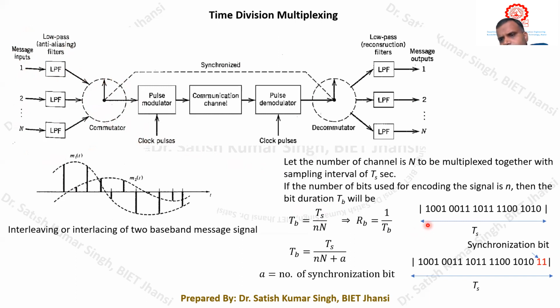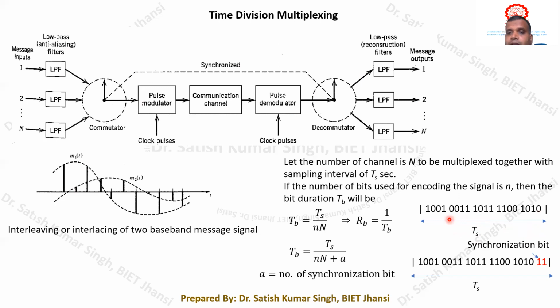So within this TS duration, which we can call one frame, how many bits are we transmitting? We are transmitting a total of 20 bits. We can see that 1001 corresponds to message signal 1, 0011 corresponds to message signal 2, and this is for 3, this is for 4, and this is for 5. So a total of 5 samples are encoded, and these many bits we are going to transmit within TS seconds. As we know that within this TS second these many bits are transmitted, we can calculate what the bit duration will be.